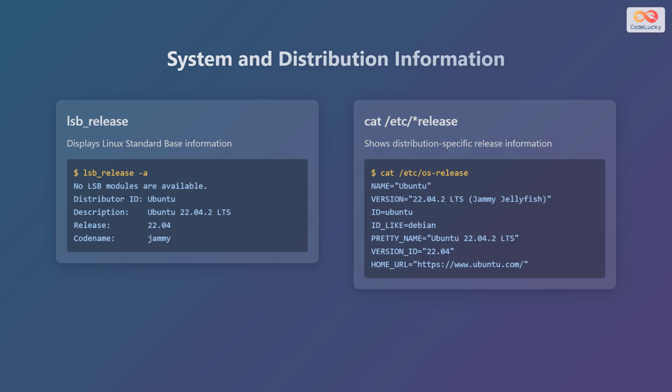The cat /etc/os-release command shows distribution-specific release information. This command displays the name, version, ID, ID_LIKE, pretty name, version ID, and home URL of the Linux distribution.